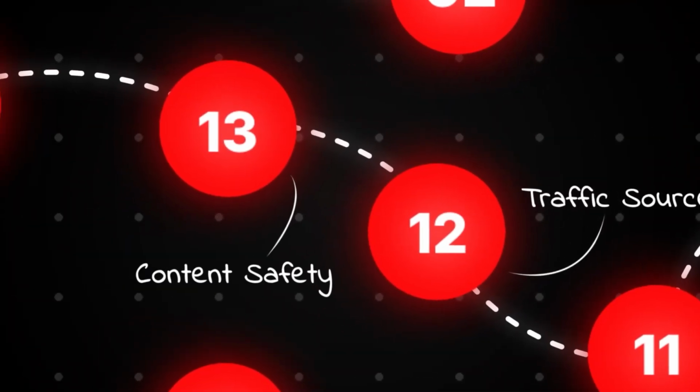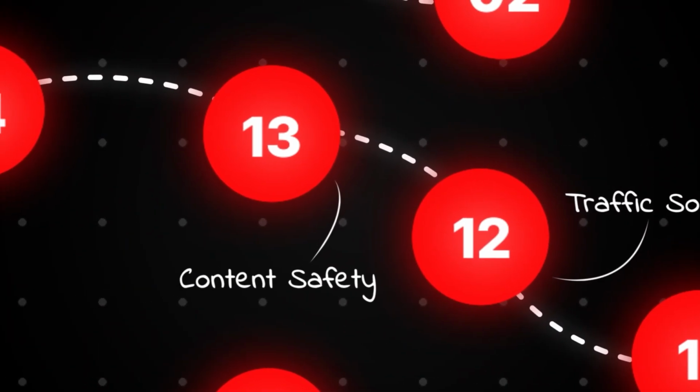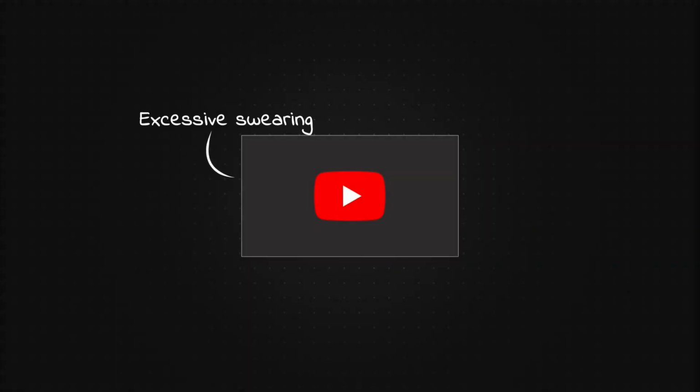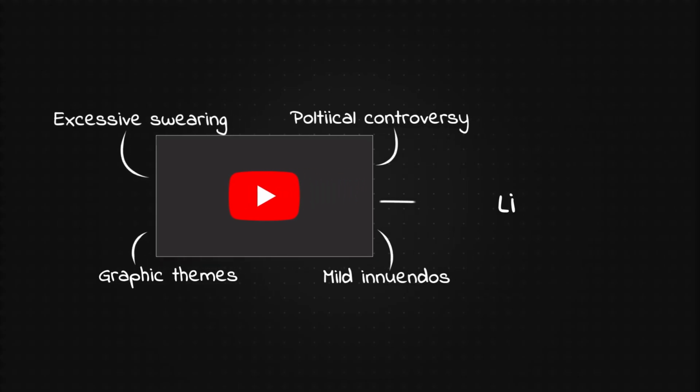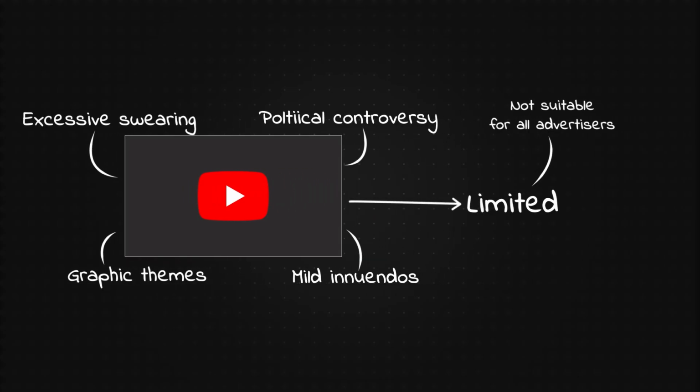There's often a lot of talk about content safety, but not with a lot of clarity. It's in YouTube's terms if you want to go deeper, but avoiding profanity, controversy and risky subjects protects your monetization. Advertisers just don't want to appear, and they don't want their branding to be next to problematic content. If your video includes excessive swearing, graphic themes, political controversy or even mild innuendos, it may get flagged as limited or not suitable at all for all advertisers.